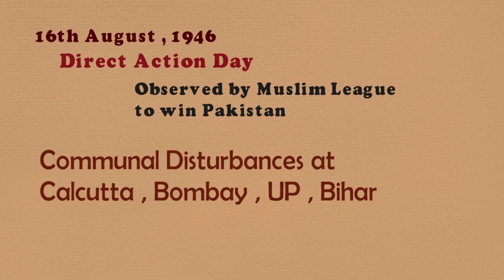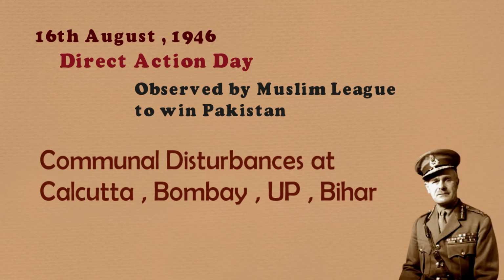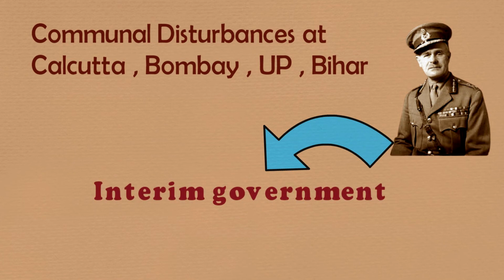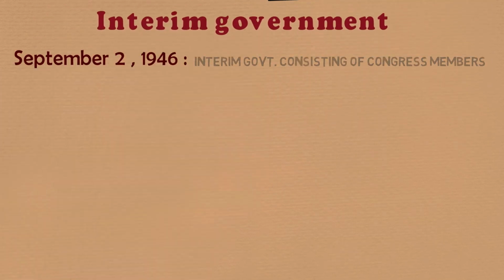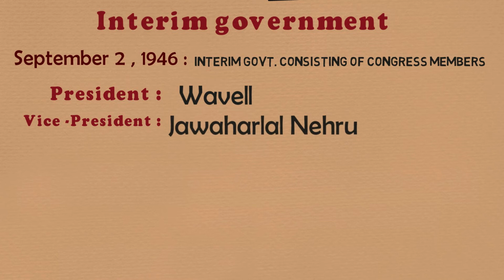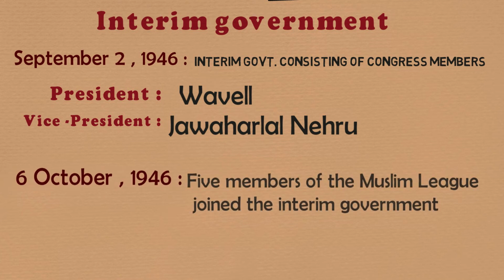Communal disturbances erupted at Calcutta, Bombay, UP and Bihar. Viceroy Wavell wanted Indians to share the burden of handling this situation, so he immediately pushed for forming the interim government. He announced an interim government consisting of Congress nominees on September 2, 1946. Viceroy Wavell remained its president and Jawaharlal Nehru was made its vice president. Jinnah did not want Muslim League members to join the interim government, but Viceroy Wavell succeeded in having 5 members of Muslim League join the government on 6 October 1946.